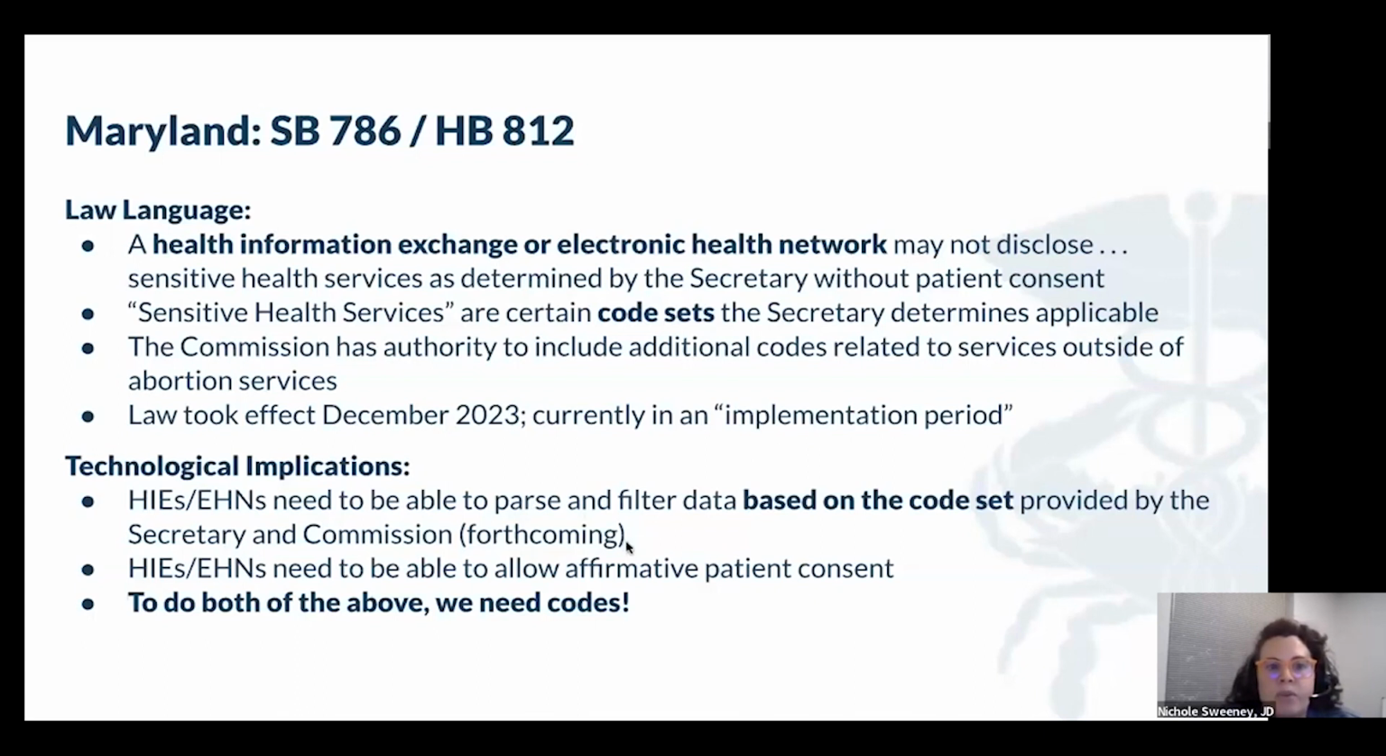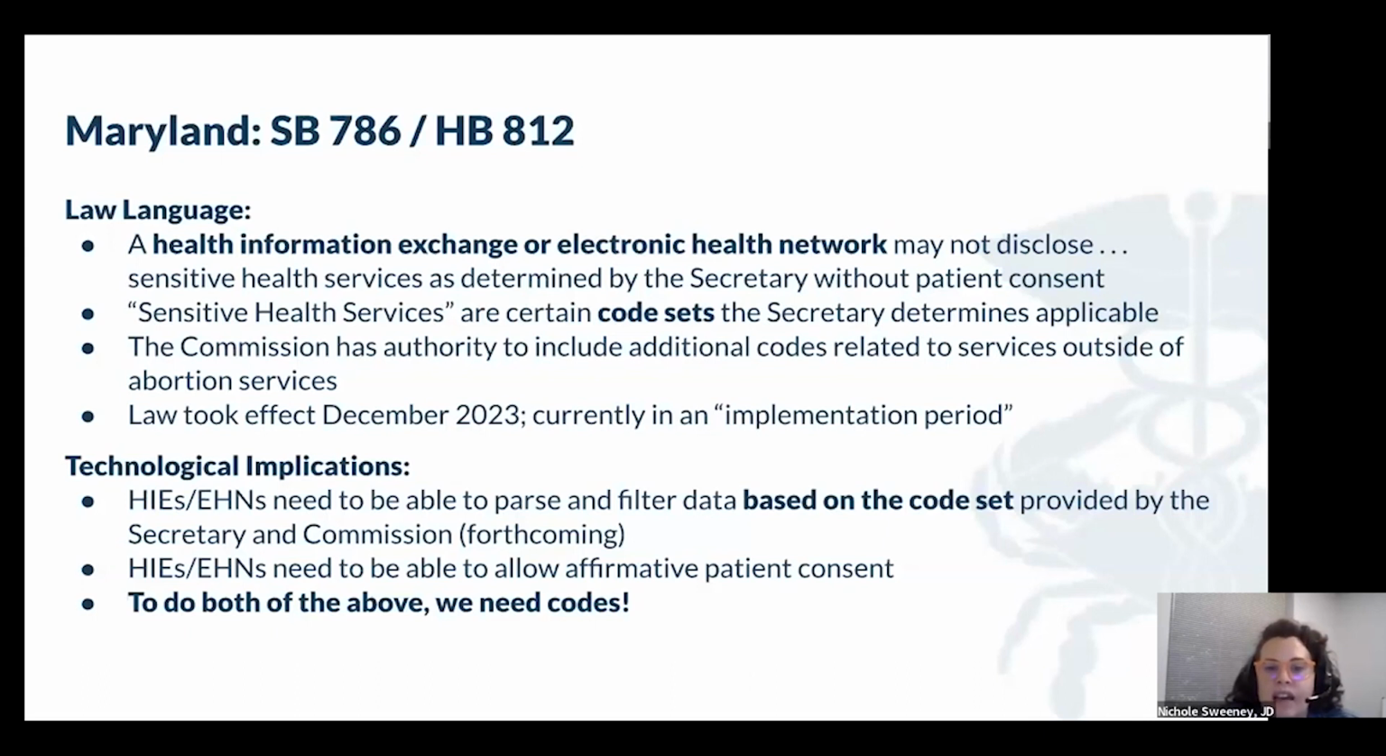So, from a technology perspective, and why this effort that we're talking about today is so important, is that in order to do any of what the law requires, we need a set of codes. We need to be told this is the set of codes. These are the things that we want redacted. Again, from an information blocking perspective, as an HIE, we really needed to be told this and this alone, so that we did not go too far in one direction or the other.